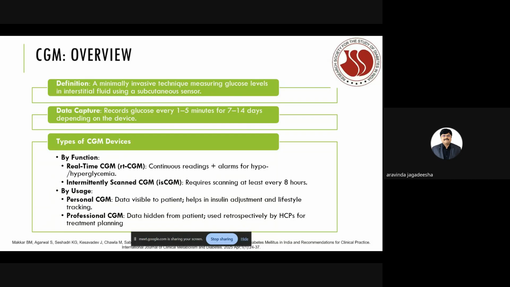Next one is the intermittently scanned CGM. It requires scanning at least every 8 hours. By usage, there is a personal CGM. The data is visible to patients and helps in insulin adjustment and lifestyle tracking. Next is the professional CGM. Data is hidden from the patient and used retrospectively by HCPs for treatment planning.